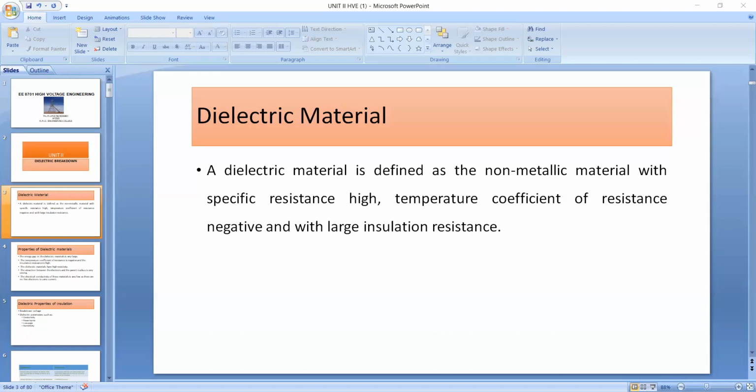Separating the variables in this equation, we get dn by n is equal to alpha dx. Integrating the equation on both sides, the integration of dn by n and the integration of alpha dx, we get ln n is equal to alpha x plus a constant.